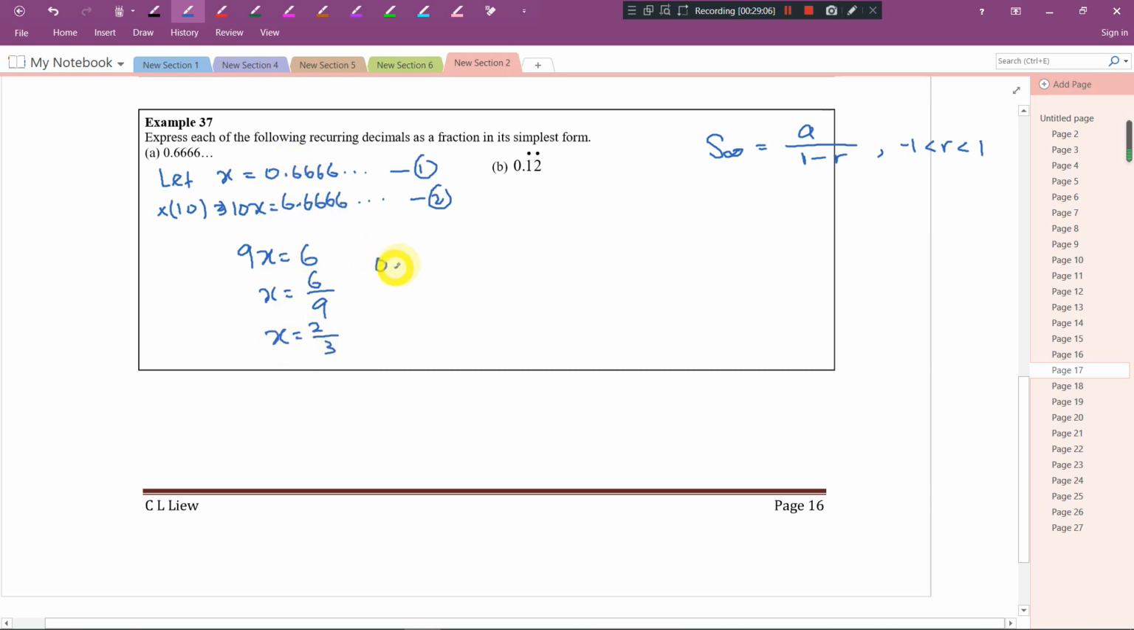It means that 0.6666, going on indefinitely, is actually equal to 2 over 3. So you can check by using your calculator. Press 2 over 3. 0.6666 and so on, right? So this is the method that you learned previously. So now we are using this sum to infinity formula to help us to get the answers.